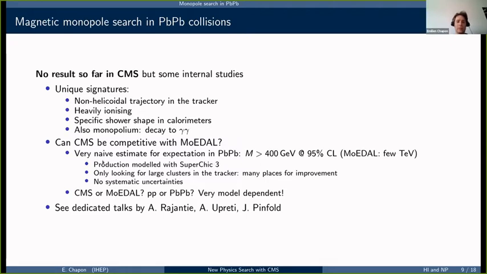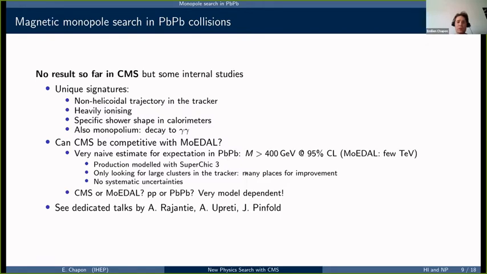So this was with a production model. The production was modeled using Superchic 3. That was just a preliminary study. So we focused on looking for large clusters in the tracker. So we focused on this second unique signature, with the fact that magnetic monopoles are heavily ionizing.